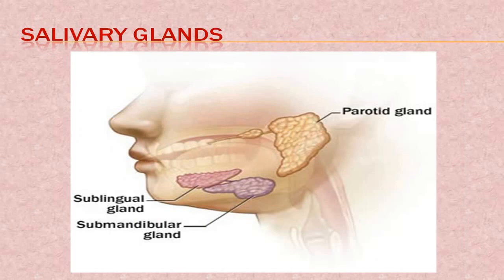In the mouth, there is another structure, that is the salivary gland. There are 3 pairs of salivary glands in humans: the parotid gland, which is present just in front of the ear, the sublingual gland below the tongue, and the submandibular near the lower jaw. Its function is to secrete saliva, which is responsible for the chemical digestion in the oral cavity.